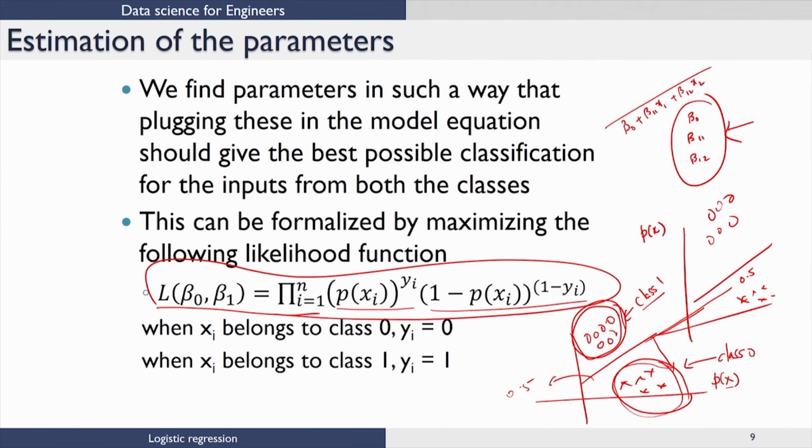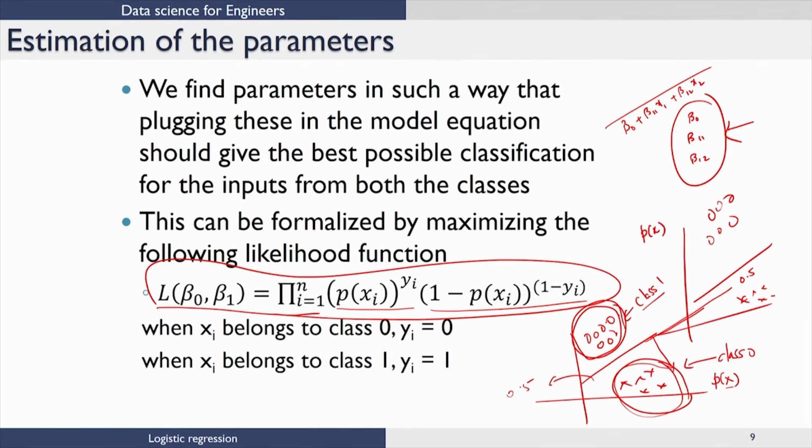Now, let us look at the other case of a data point belonging to class 1, in which case yi is 1. So, 1 minus 1 is 0. This term will be something to the power 0, which becomes 1, so it drops out. The only thing that remains is p of xi, since yi is 1 and the power 1 leaves just p of xi. And since this data belongs to class 1, I want this probability to be very large. So, when I maximize this, it will be a large number.